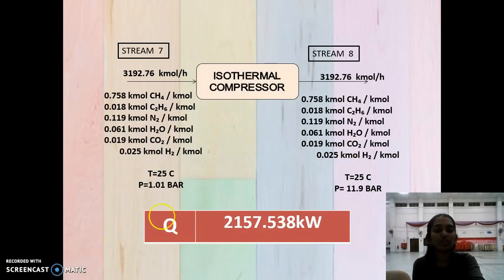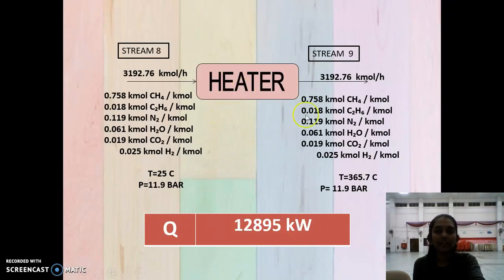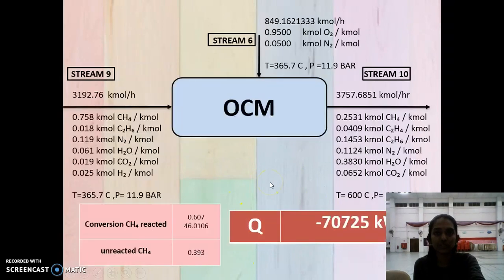The temperature remains constant and the pressure changes from 1.01 bar to 11.9 bar. Again, we consider work shaft and the Q would be 2157.538 kilowatt. Then it is followed by a heater. For the heater, the temperature changes from 25 degrees Celsius to 365.7 degrees Celsius, while the pressure remains constant, and the Q would be 12,895 kilowatt. The heat is absorbed, which is an endothermic process.